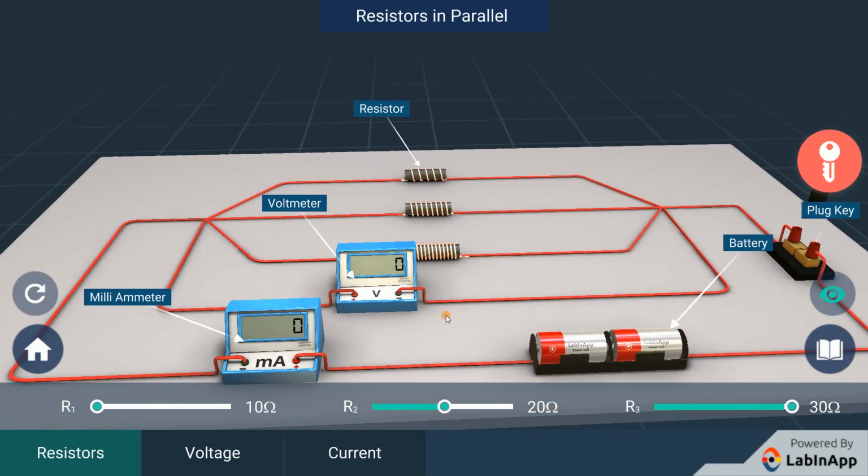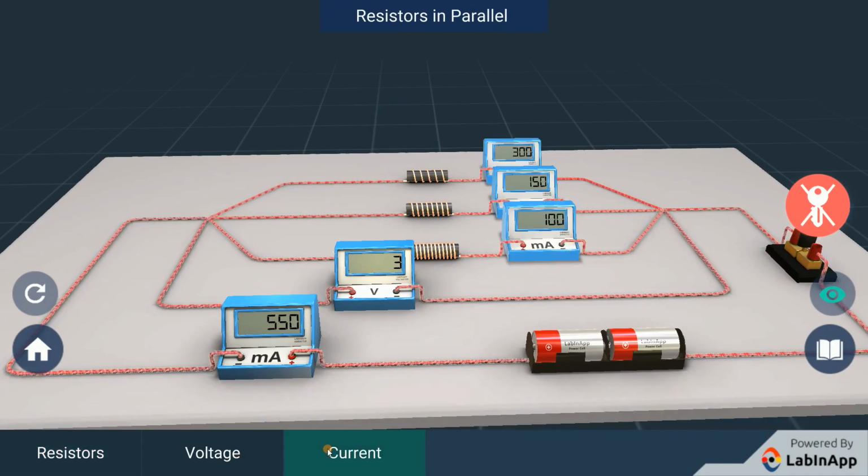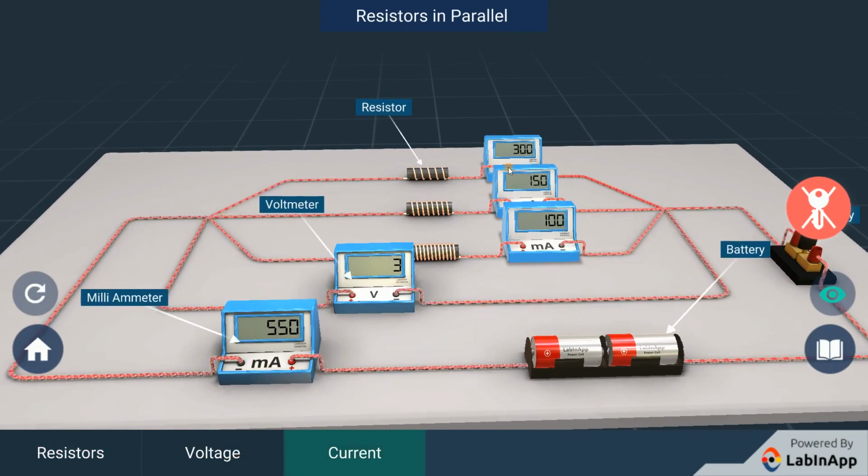We have three resistors connected in parallel in the circuit with an ammeter and a voltmeter connected across them. With all three resistors of different values, we can see that the total current flowing through the circuit is 550 milliampere and the voltage across them is 3 volt. Let's check the current through each resistor by placing the ammeters. We can see that all of the current values are different across each resistor.